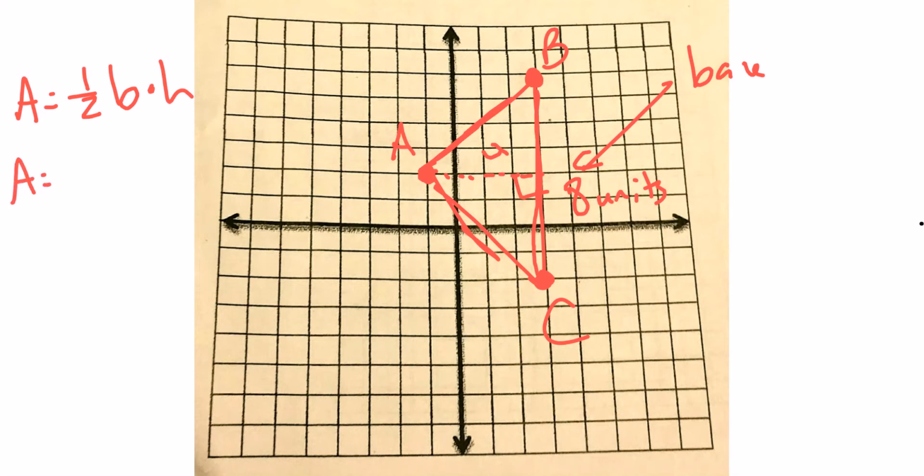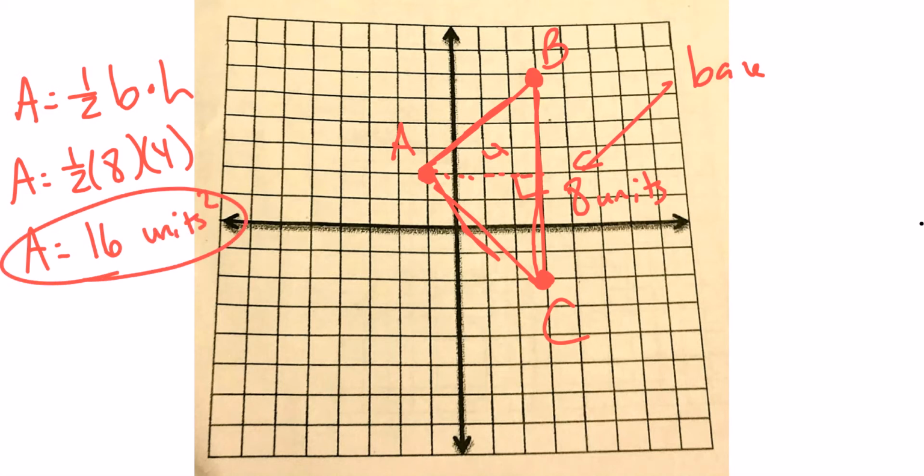So my area is actually going to be 1/2 times 8 times 4. 8 times 4 is 32. Half of that is 16. So it's 16 square units. So you can put units squared. You can write out square units. That's our area. Now the perimeter is a little bit harder because you have to use the distance formula.